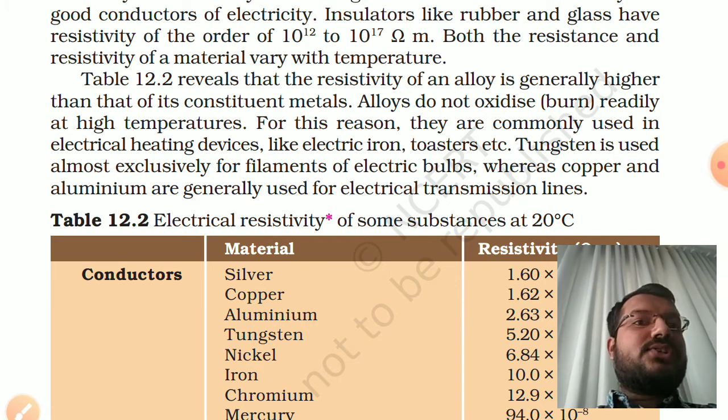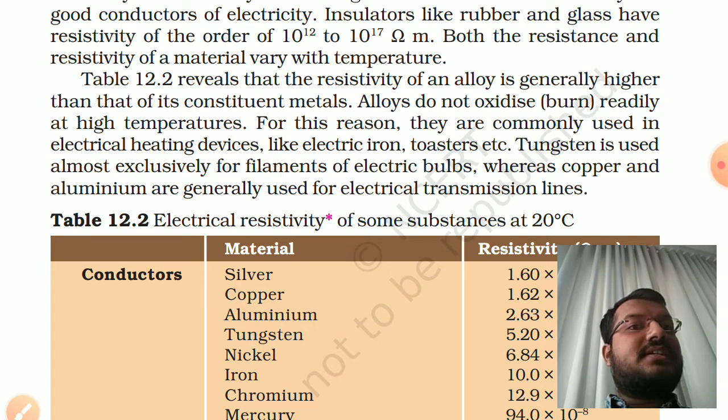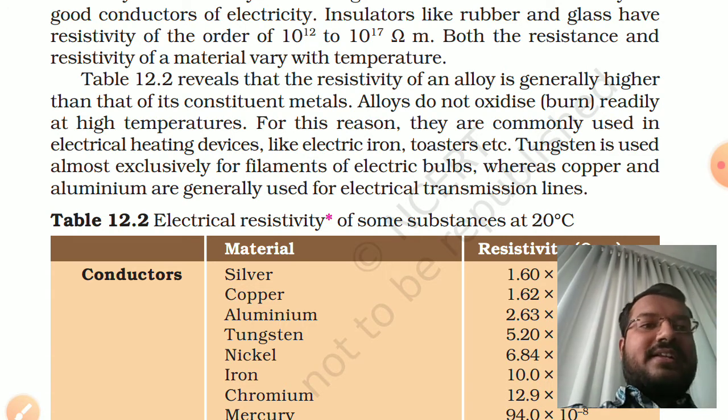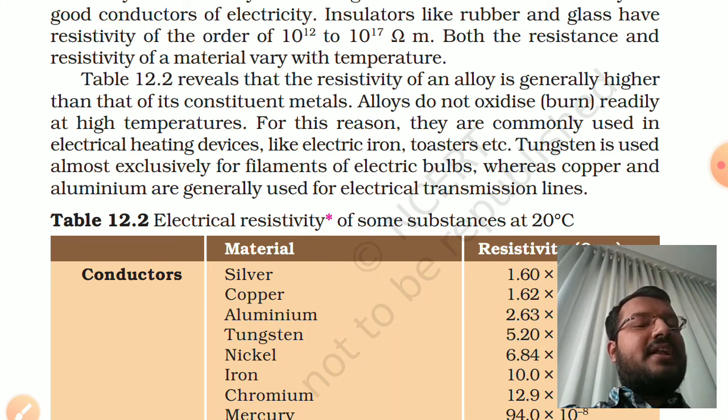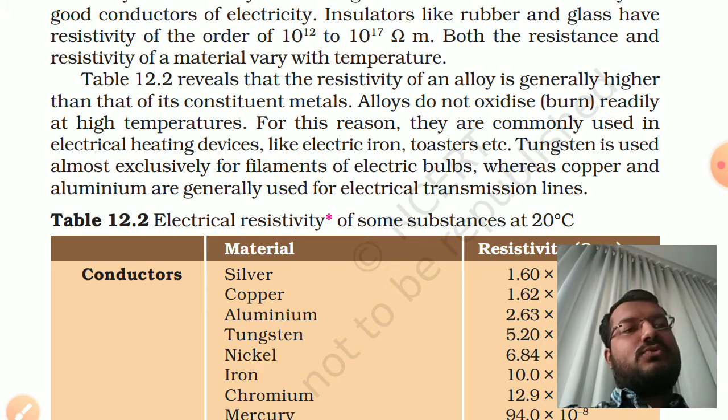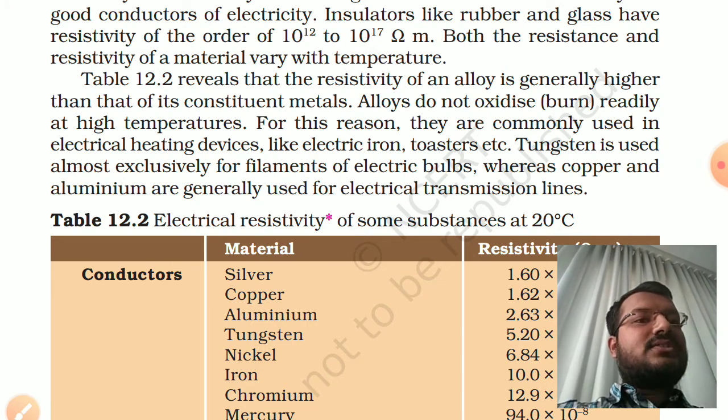Okay, alloys do not oxidize readily at high temperatures. For this reason, they are commonly used in electrical heating devices like irons, toasters, etc. In these things, the wires which you find inside that section are made up of alloys, not any one metal, because they do not oxidize, meaning burn, readily at high temperatures. If you burn it for a longer time, it will still sustain its original form.